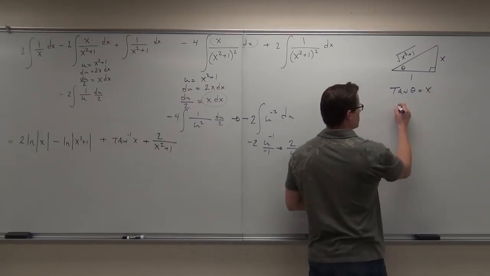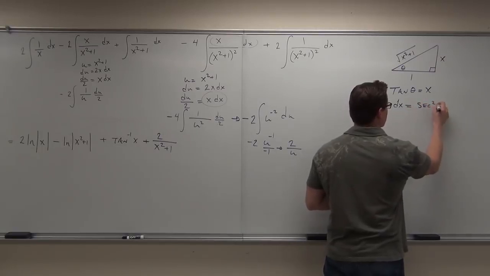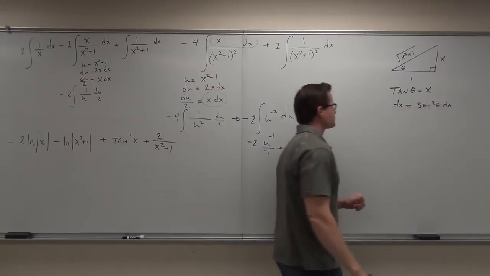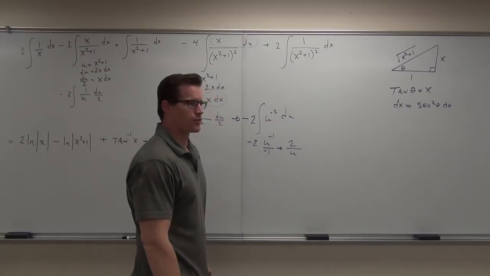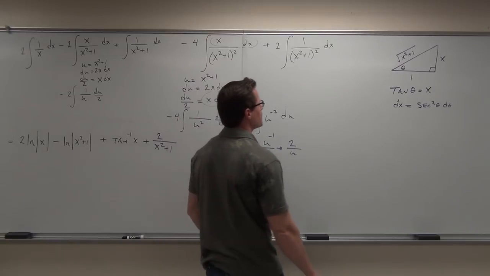Tangent theta equals x. Well, look at that. dx then equals secant squared theta d theta. Still okay so far? Can we finish this example up? Yes. Okay, we're very, very close.